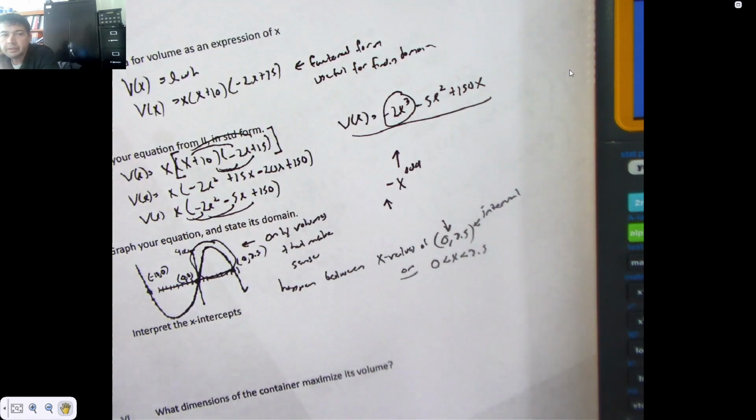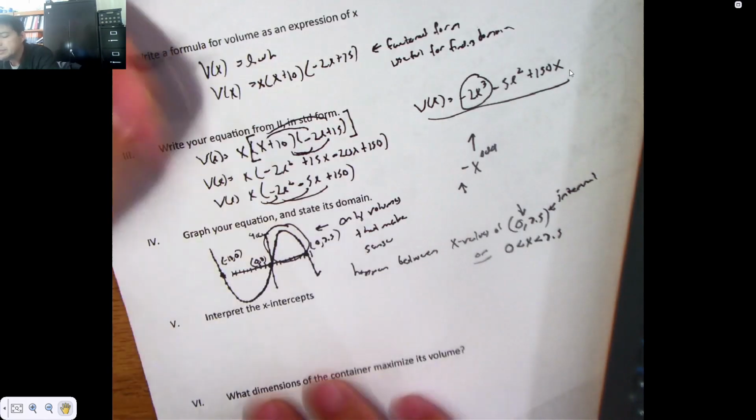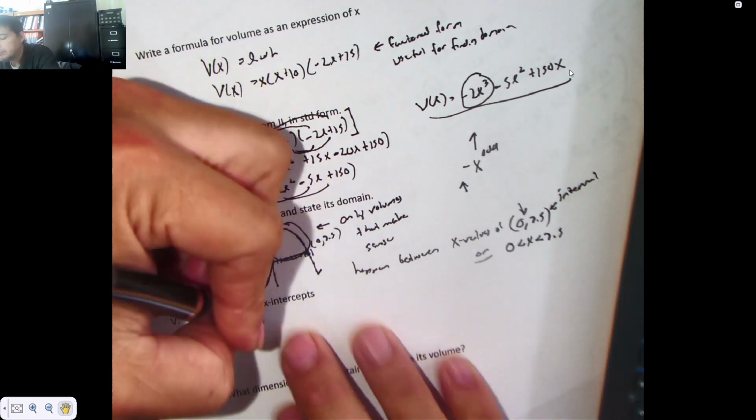Something like that. Interpret the x-intercepts. The x-intercepts are where we have no volume.